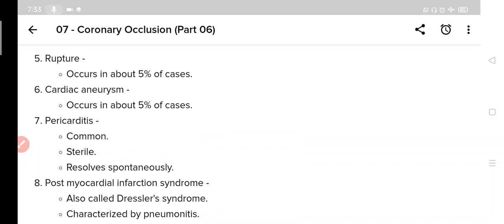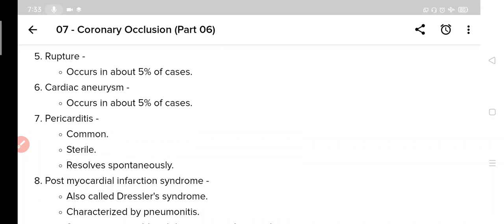Next one is rupture. Rupture of heart muscle may occur in 5% of cases. Rupture occurs mostly where infarction occurs because the heart muscle is weak there. Next one is cardiac aneurysm. It also occurs in about 5% of cases. That is, there is a bulge or ballooning in the muscle wall of the heart. Mostly it occurs in the left ventricle, obviously, because MI occurs mostly in the left ventricle.